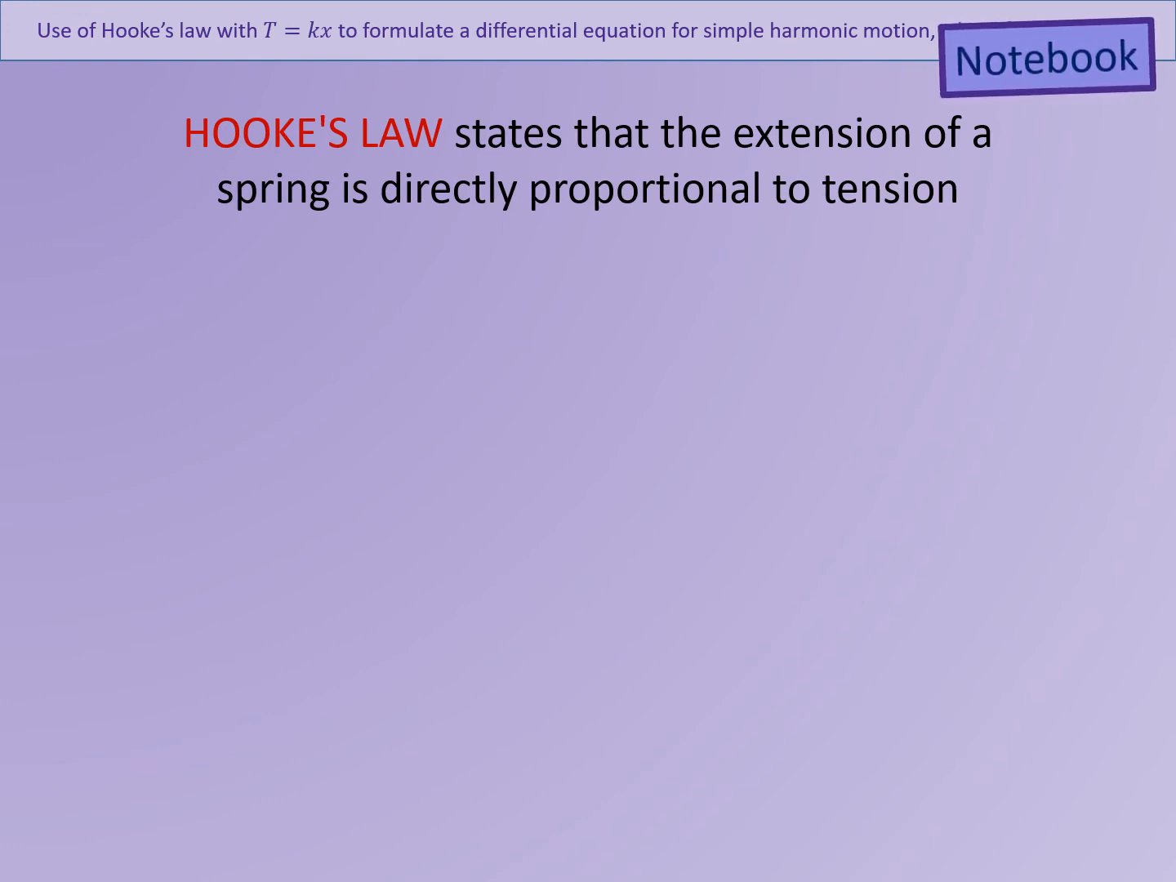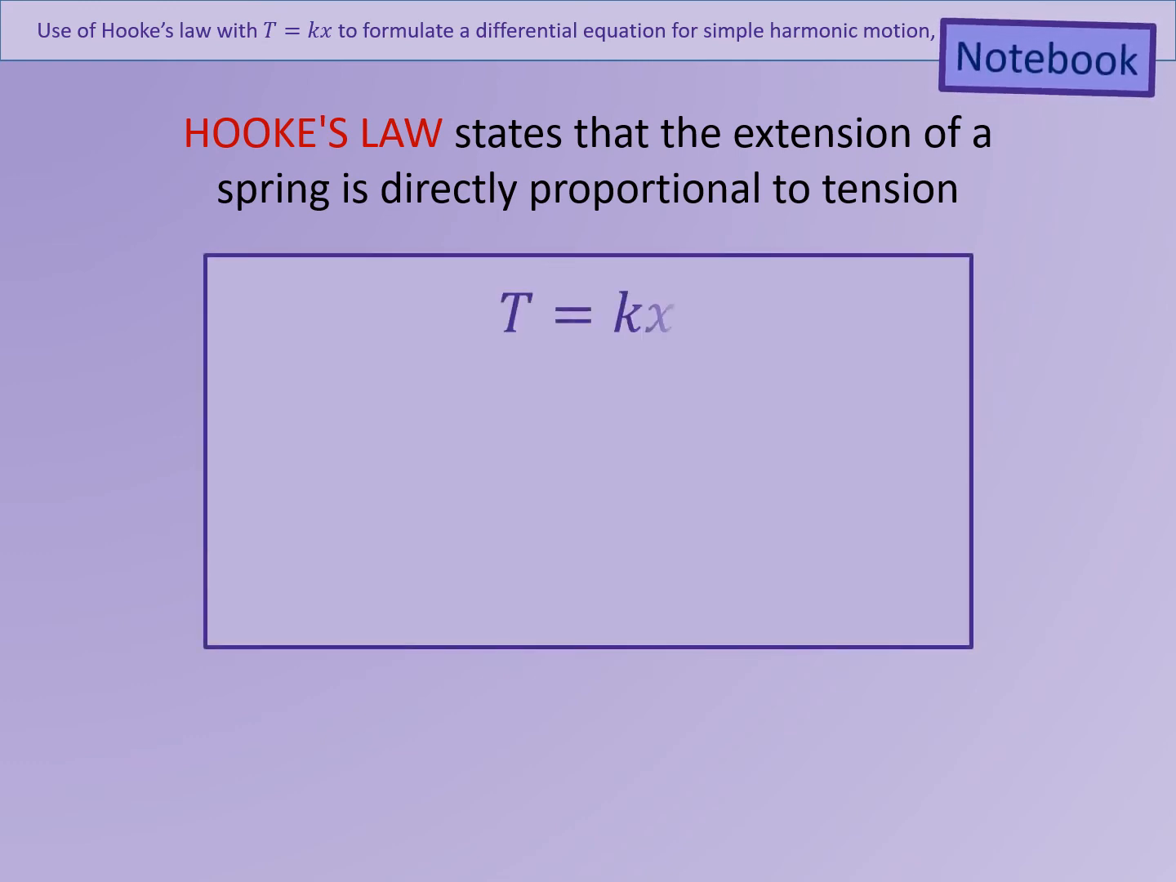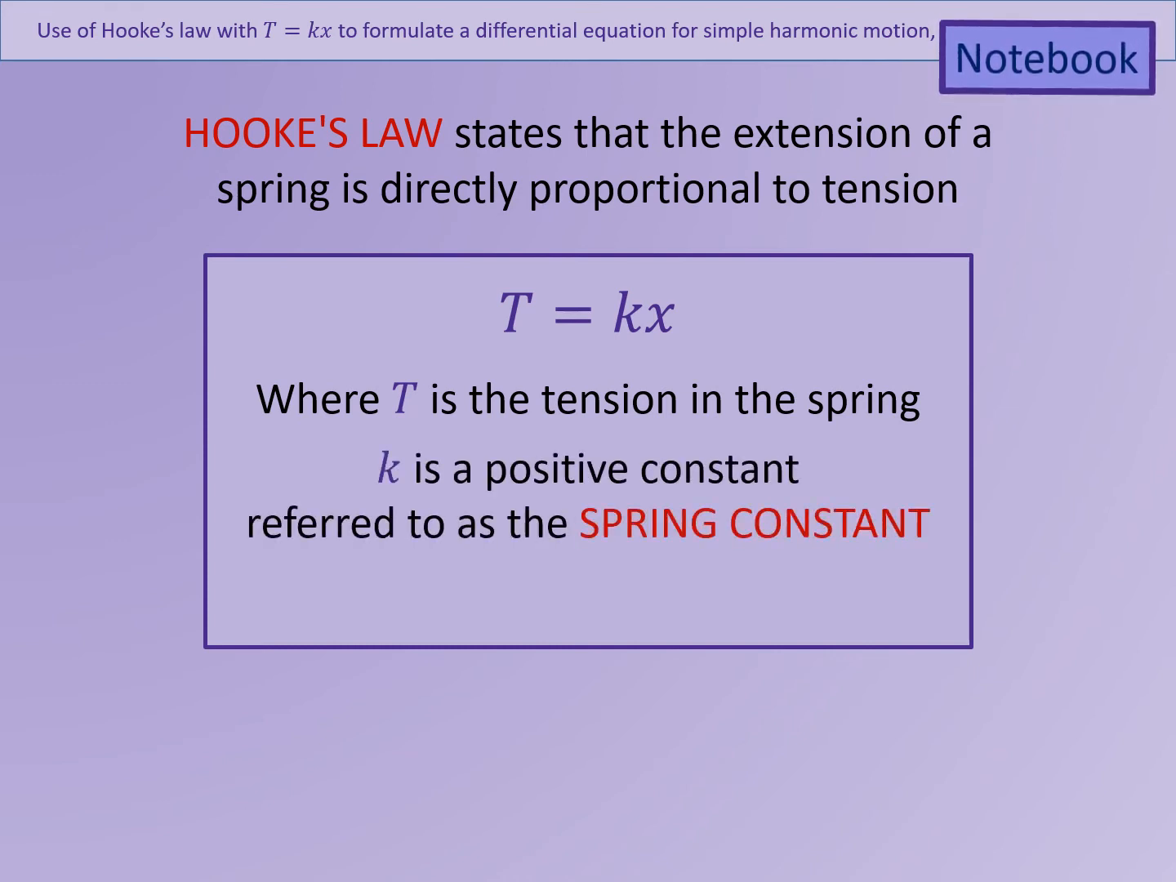So Hooke's law is the equation that states that the extension of the spring is always directly proportional to the force within the spring, the tension, whether that's pulling it back towards the equilibrium point or thrusting it back towards the equilibrium point. It's just called the tension. So we can write the equation as T equals kx, where the T value is that force within the spring, and the k value is a positive constant, often called the spring constant. So the spring constant, and that depends on how stiff your spring is.